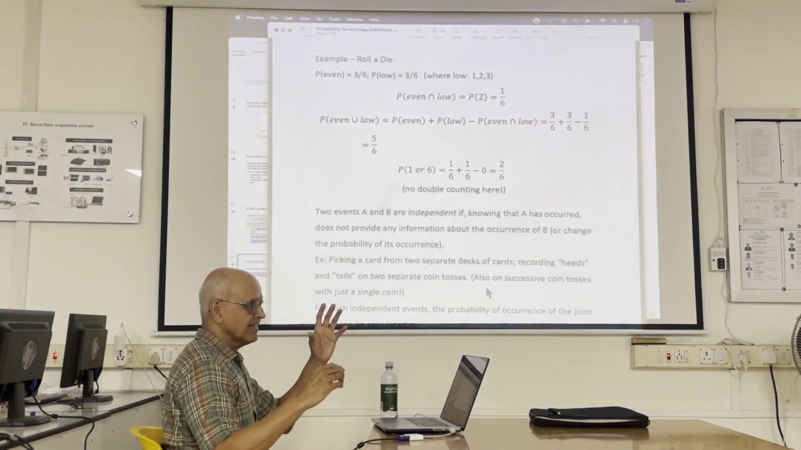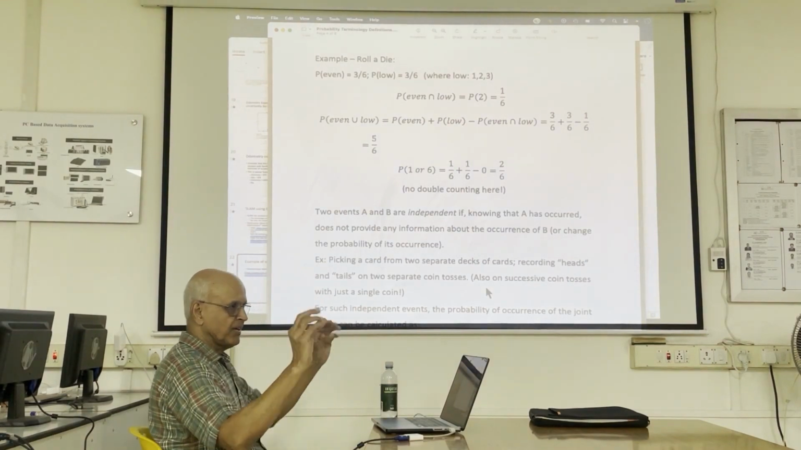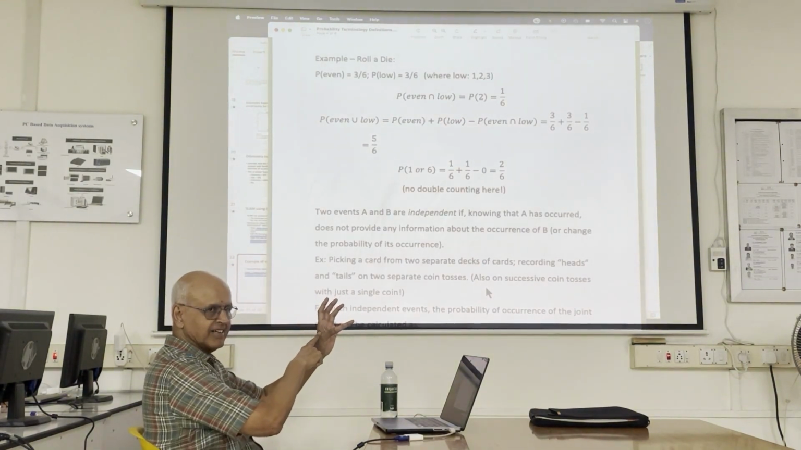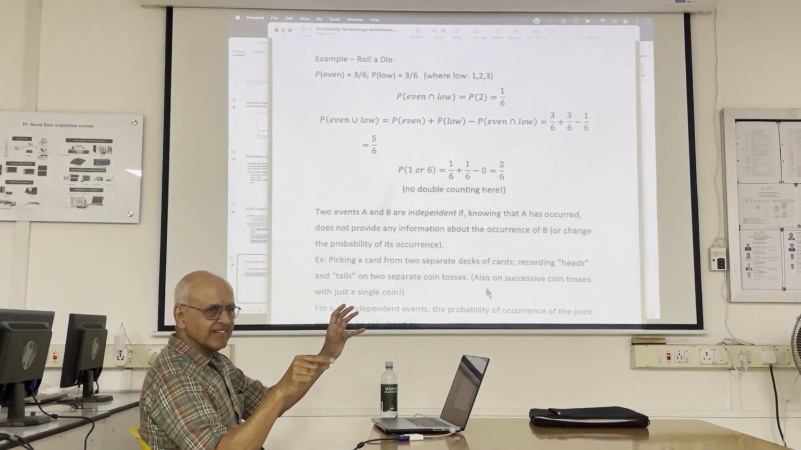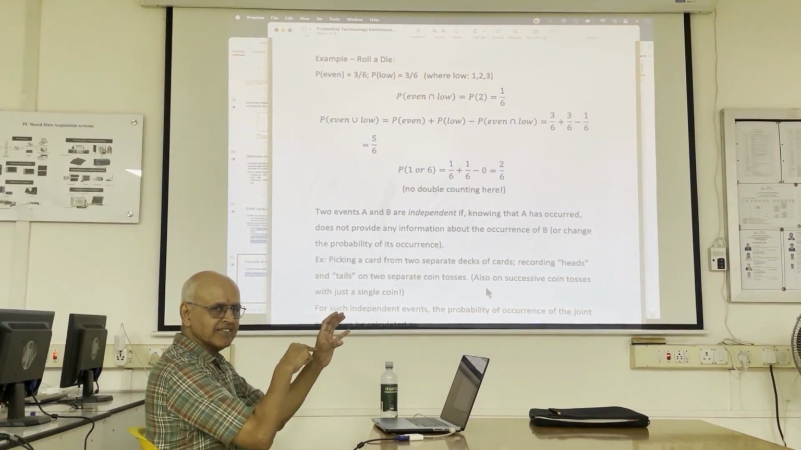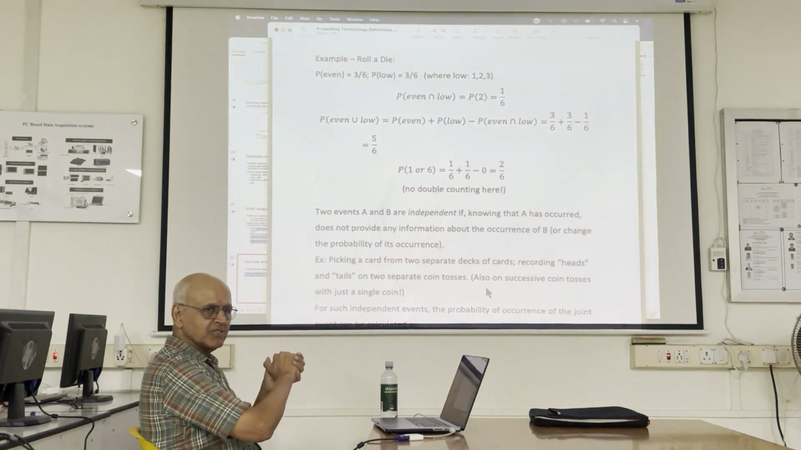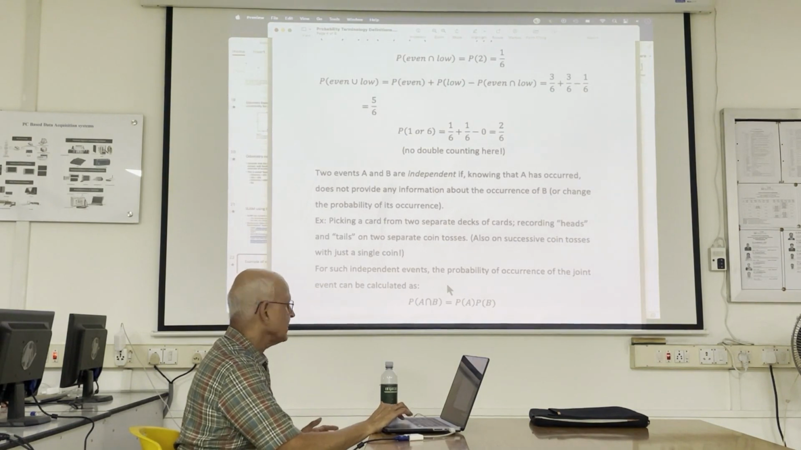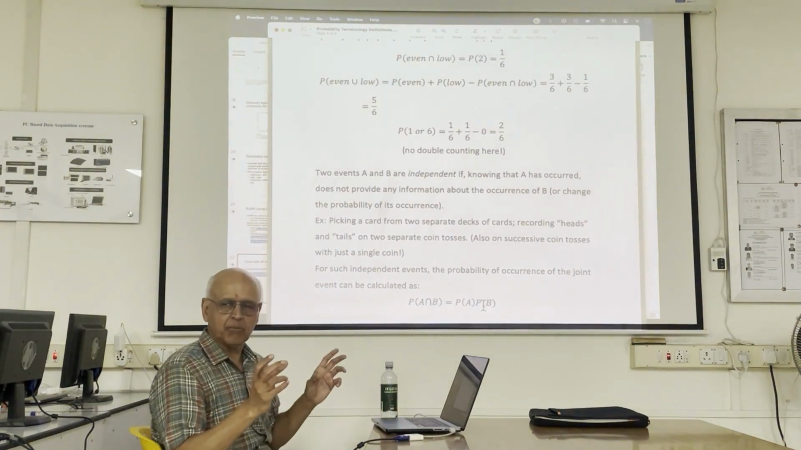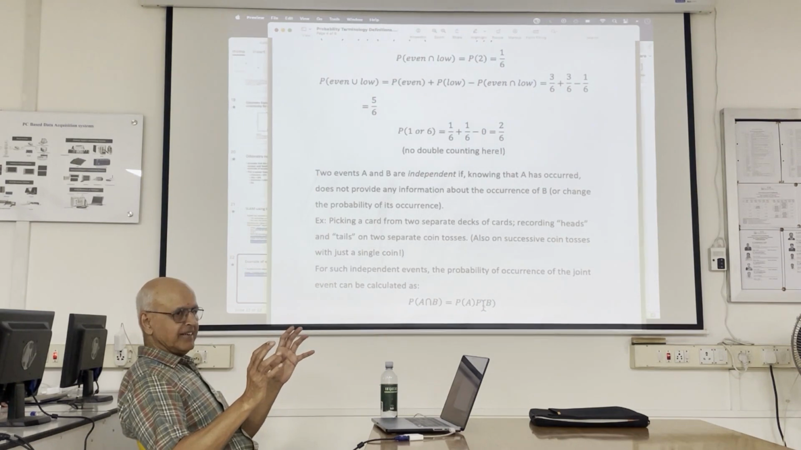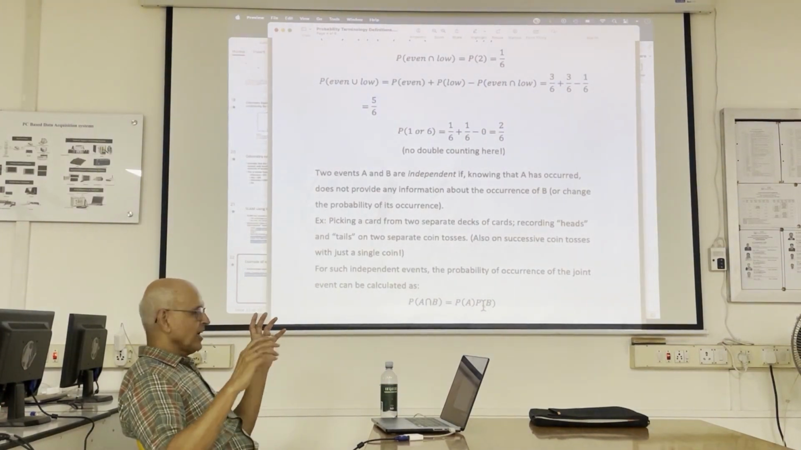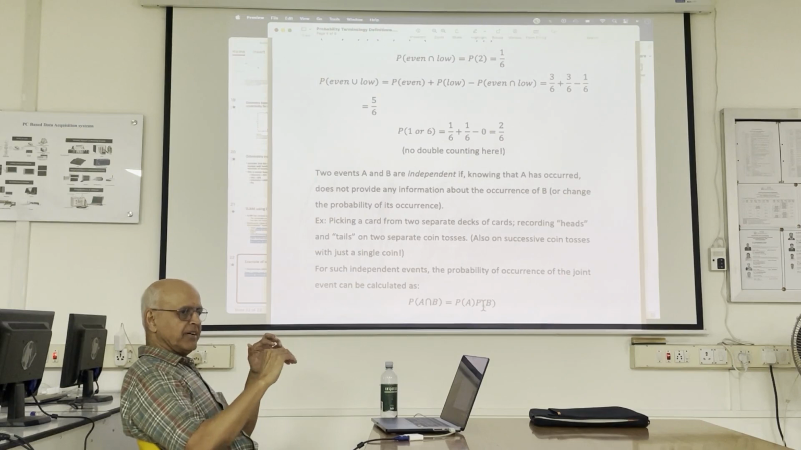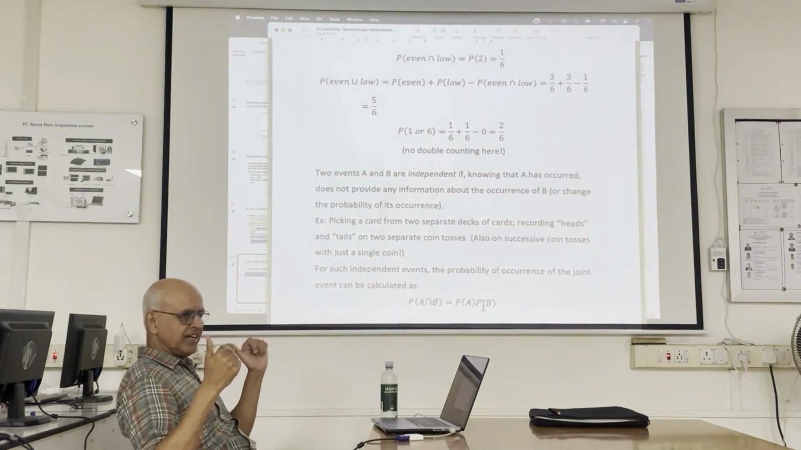So I have one card deck, and here you're tossing the same coin. But if you have 2 card decks and you pick a card here, you can get the same card. It's not affected by you having picked that same card in the other deck. So that's what you mean by independence. For independent events, the probability of the joint event can be calculated as just the product. That independence condition is important. If these two are independent, then the probability of the intersection is just the probability of one multiplied by the probability of the other. Only if they are independent.